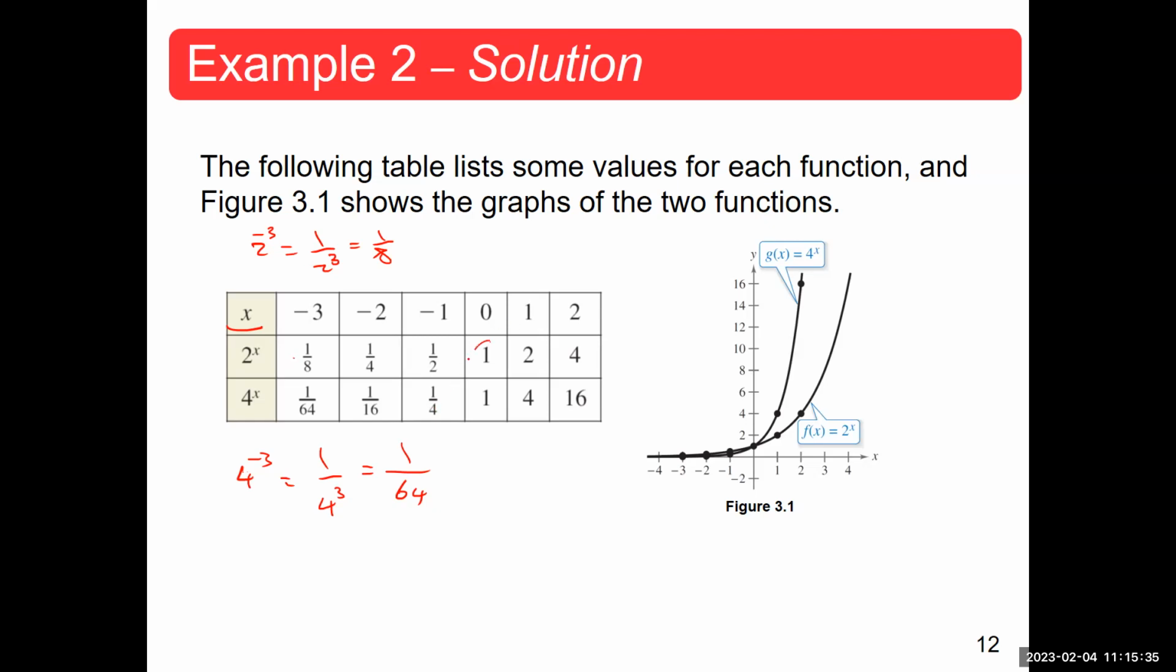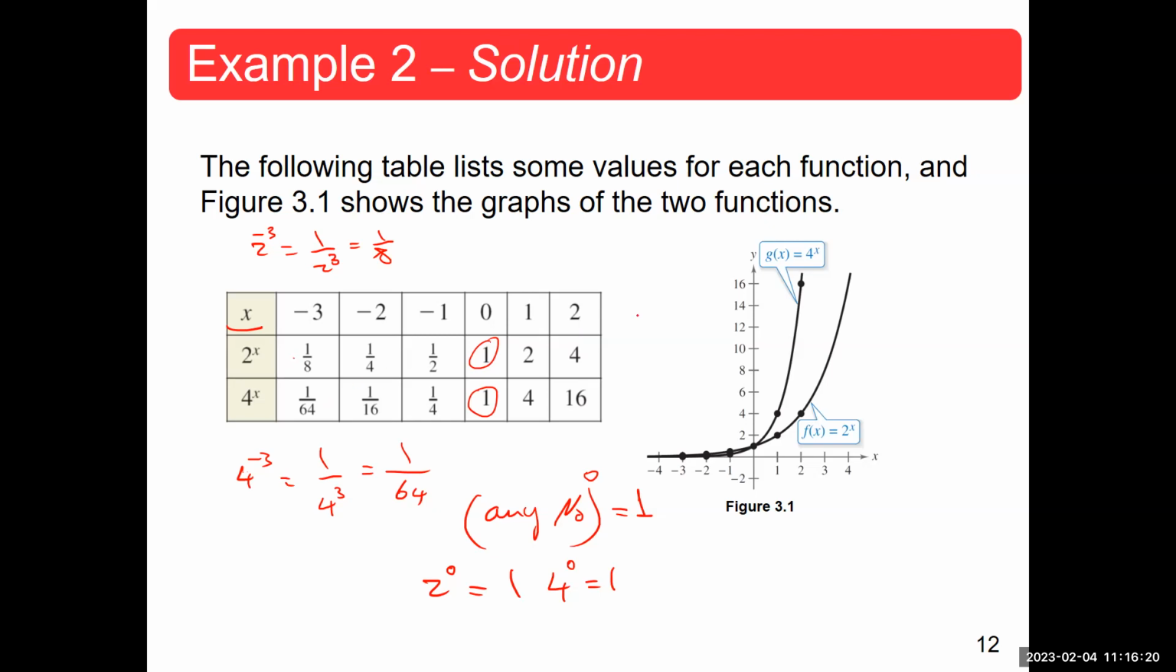When 0, both of them, they gave me 1. What? How come? We got the same answer? Well, remember that any number to power 0 equal 1. So that's the reason 2 to power 0 equal 1, and 4 to power 0 also equal 1. So that's why we got the same answer. Then when we go to 1, 2 to power 1 is 2, 4 to power 1 is 4. 2 to power 2 is 4.